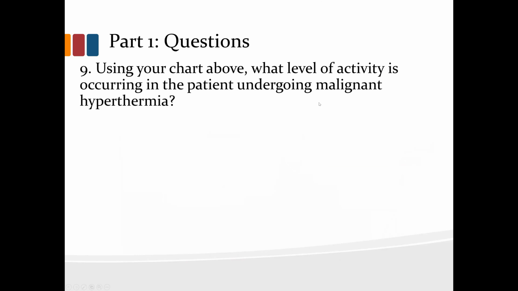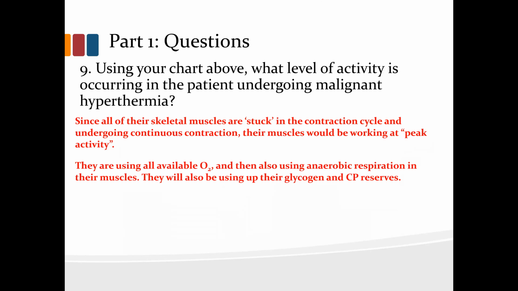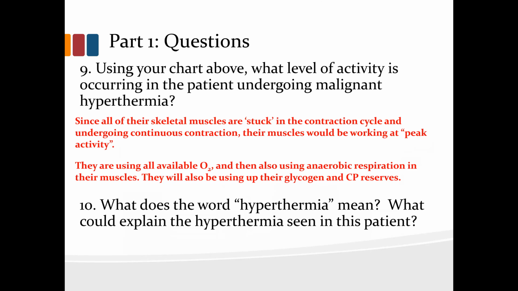So question number 9, using that chart we just filled in, what level of activity is occurring in the patient undergoing malignant hyperthermia? Since all of their skeletal muscles are stuck in the contraction cycle and undergoing continuous contraction, their muscles would be working at peak activity, so the last row in that chart. They are using all of the available oxygen, and they're still also using anaerobic respiration in their muscles. They will also be using up all of their glycogen and creatine phosphate reserves.